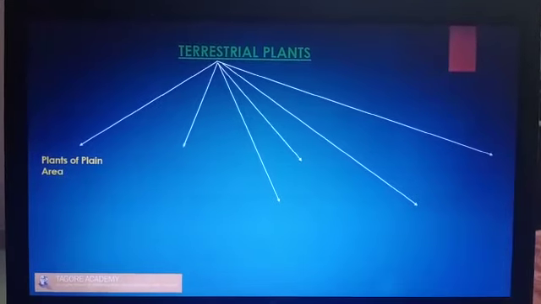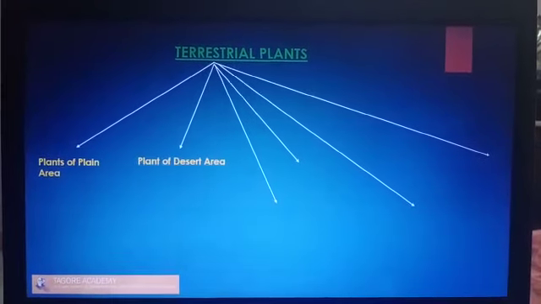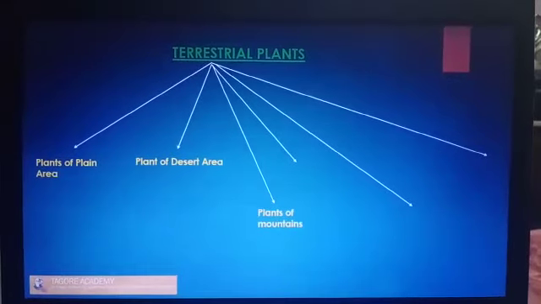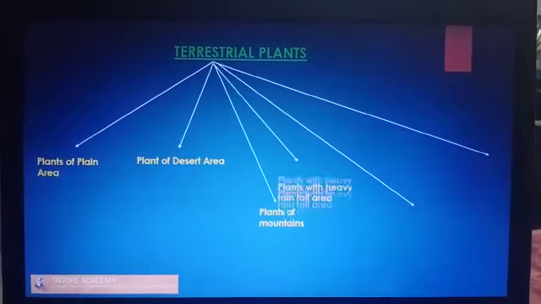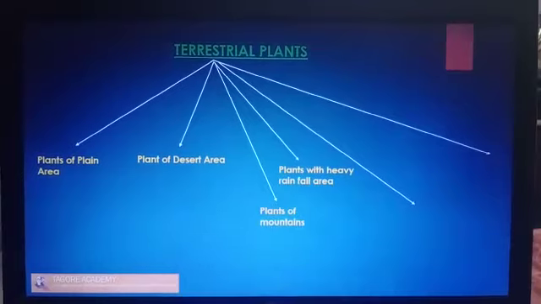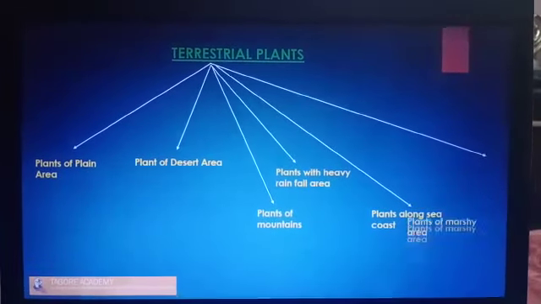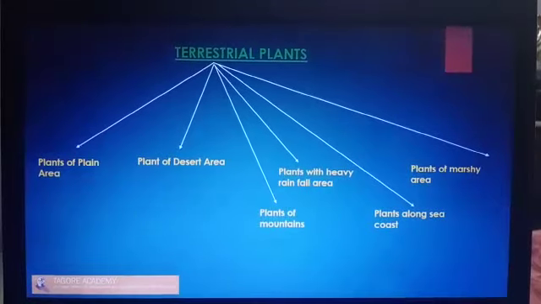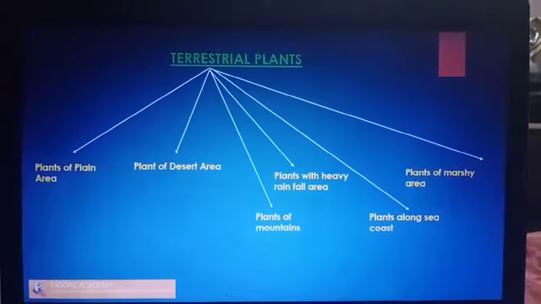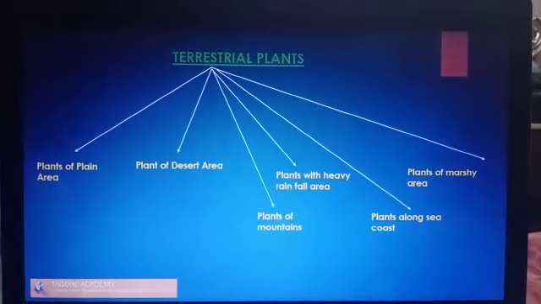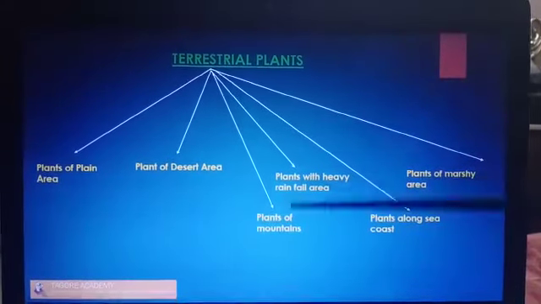Yes, the first one was plants of plain area. Second, plants of desert area. Third, plants of mountain areas. Fourth, plants of heavy rainfall areas. Fifth, plants along sea coast. And the sixth is plants of marshy areas. Now, we have covered these 2 categories in the previous video. Now, we are going to cover these 4 categories.